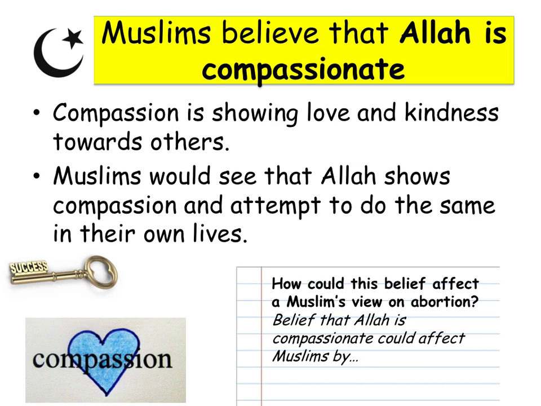Time for another one of our keys to success. This is an Islamic teaching that Allah is compassionate. Compassion means showing love and kindness towards others. Muslims would see that Allah shows compassion and attempt to do the same in their own lives. I want you to think about how this belief could affect a Muslim's view on abortion. Start your sentence by saying, belief that Allah is compassionate could affect a Muslim by... Pause the video now and answer the question.